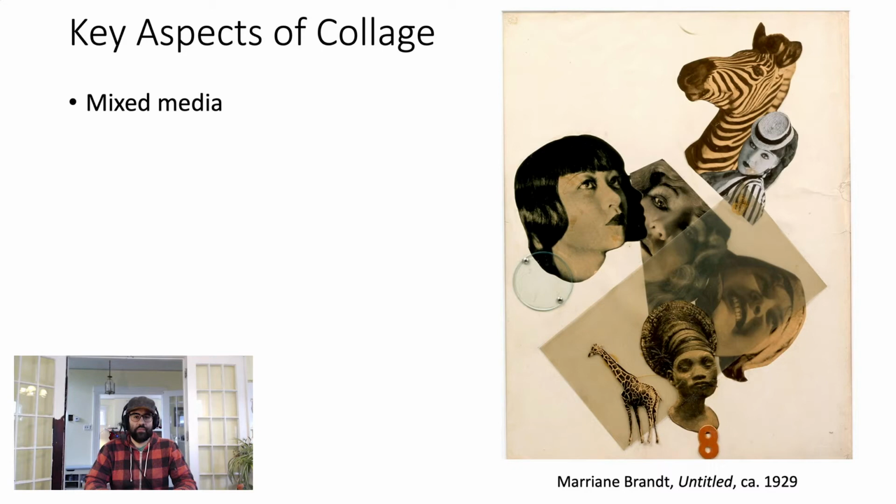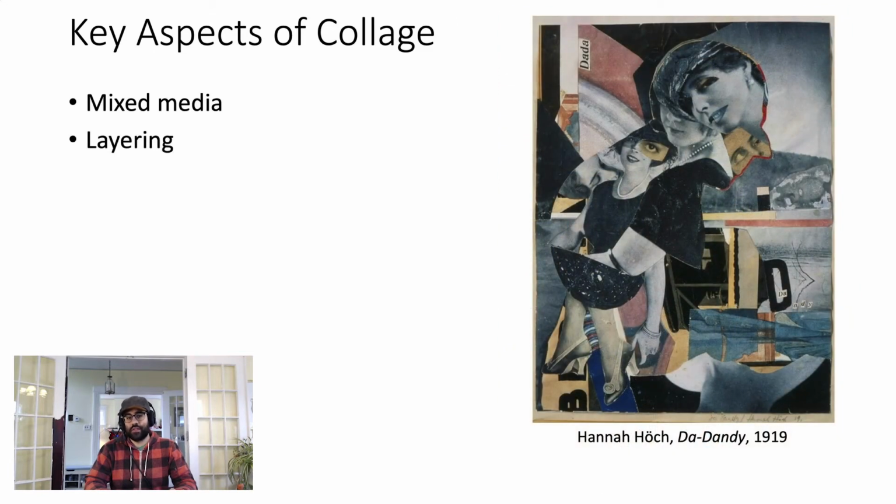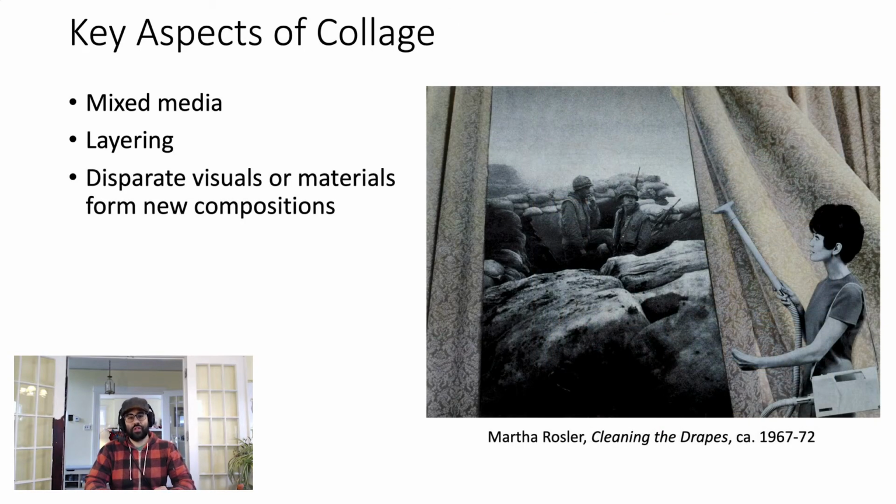In this example by Marianne Brandt, you'll see several different modes of photography combined with three-dimensional objects. Collage elements are often layered, where image elements overlap and interact with one another. This is a great example of that by Hannah Hoch, where virtually the only rectangular edges are on the bounds of the collage itself. Collage imagery often draws from mass media sources like newspapers, books, or magazines.